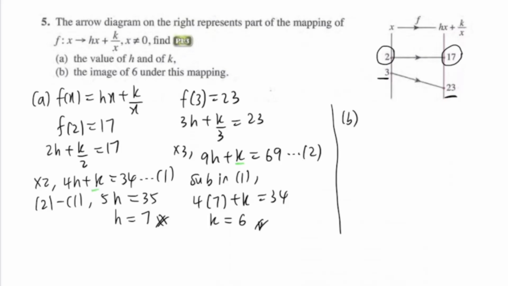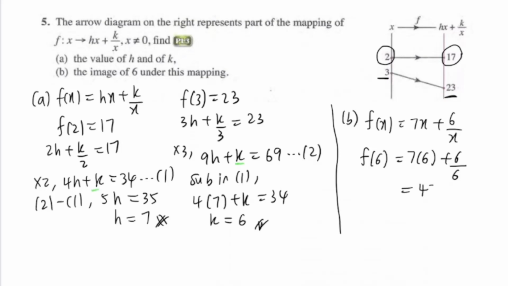Second part, find the image of 6 under this mapping. Okay, first we know that h is now 7, k is now 6, right? So your function is f(x) equals 7x plus 6 over x. So the next thing I need to do is to sub in 6, right? Image of 6 means your object is 6, so 7 times 6 plus 6 over 6. 7 times 6 is 42, 6 over 6 is 1, you add together, answer is 43.